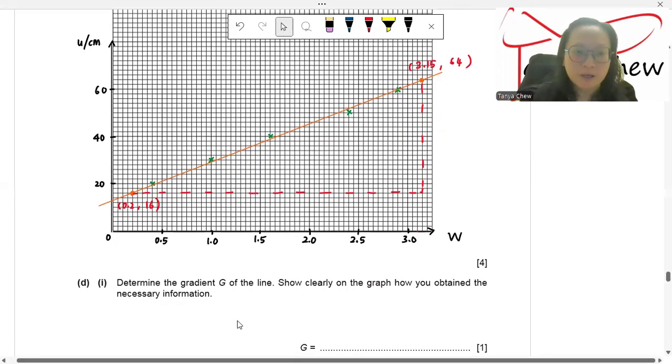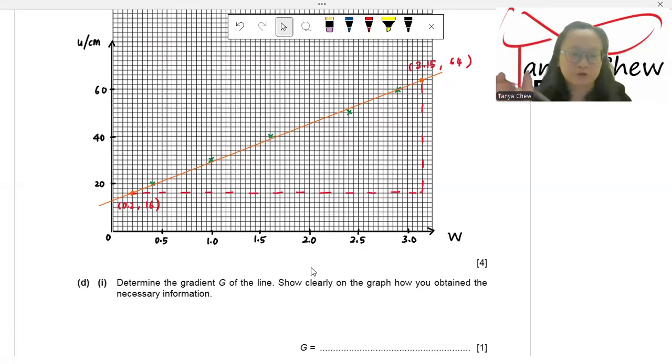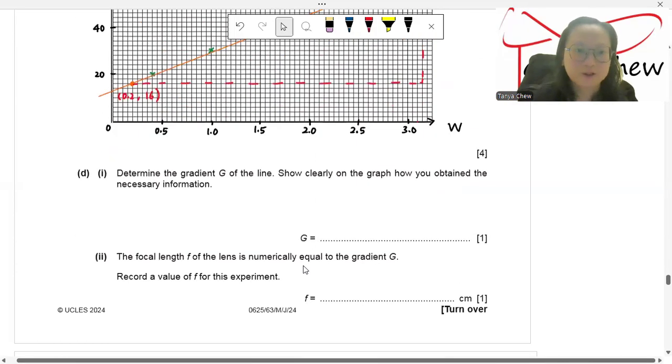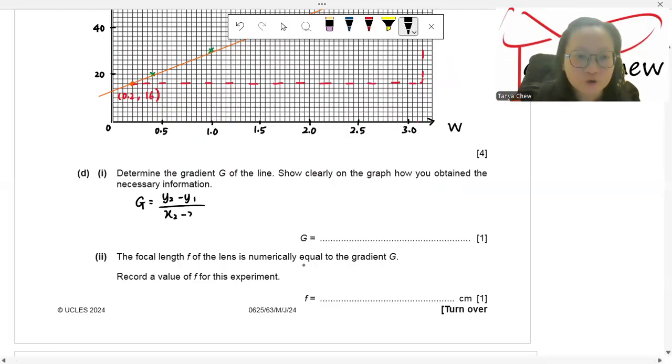D part 1, determine the gradient G of the line. Show clearly on the graph how you obtain the necessary information. When they ask you to show clearly on the graph, you need to draw the right angle triangle, and you need to state the 2 points that you use to calculate your gradient. I have already shown that here. Remember, G can be calculated from y2 minus y1 over x2 minus x1.